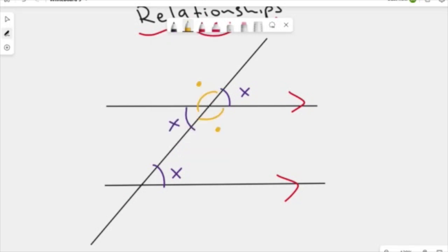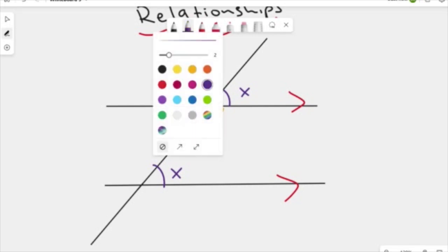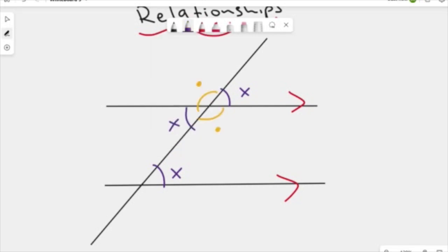Well, I know that this X is vertically opposite to this, because once again, these are both straight lines still. So when two straight lines cross, their vertically opposite angles are equal. So I'm just going to write this in.